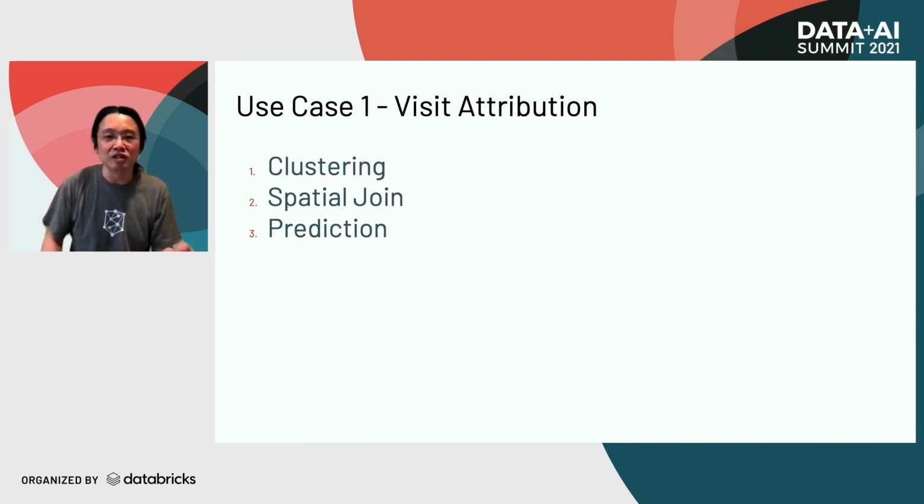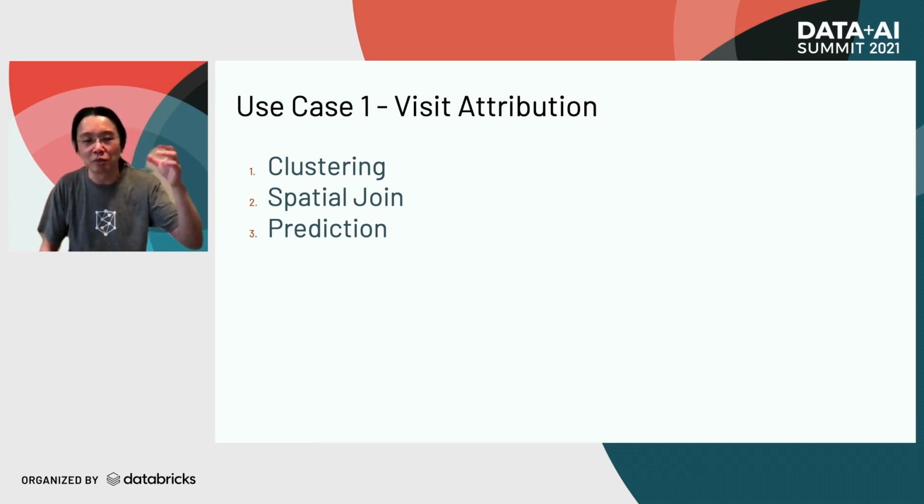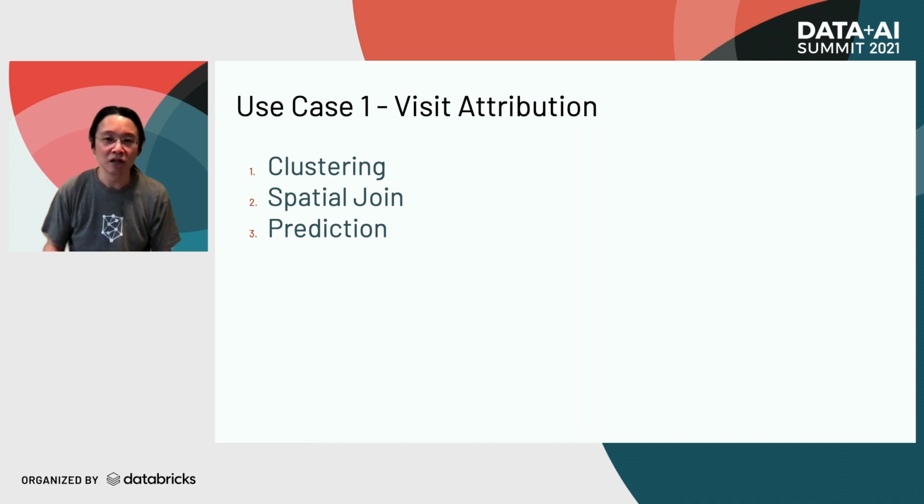The way we deal with this in SafeGraph is a 3-step approach. Step 1, we do clustering on the time series geospatial data set that we look at. And then we apply a geospatial join to that set of clusters, along with the building footprints. And then lastly, we take the result of the join and move forward with a prediction. So every single day we have more than 2 terabytes of data coming through, processed this way to compute the visit attribution.